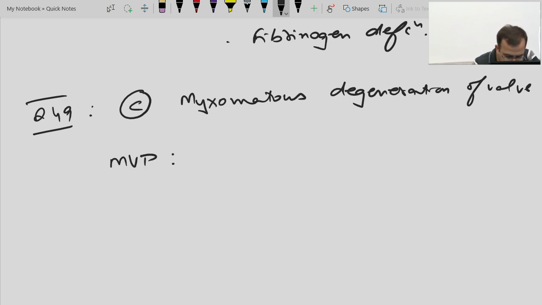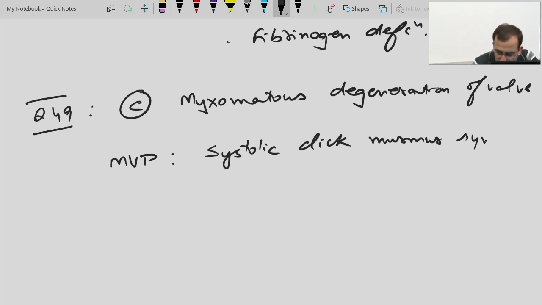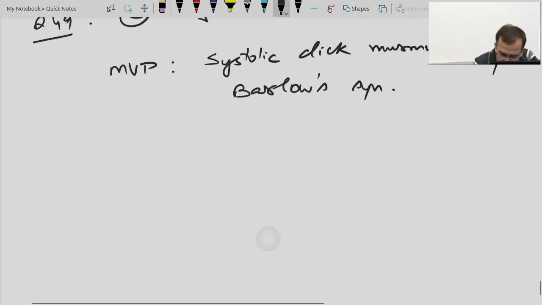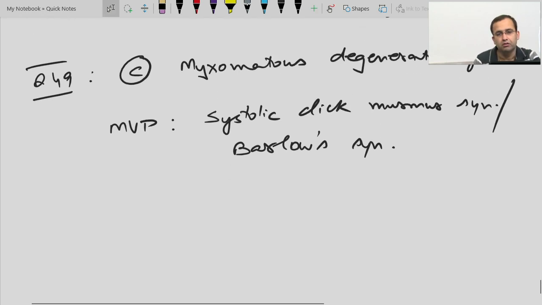Mitral valve prolapse is also called systolic click murmur syndrome, or Barlow's syndrome. Next point, not interested. This is majorly a medicine topic. All I am interested in is that microscopically it is associated with myxomatous degeneration of the valve.